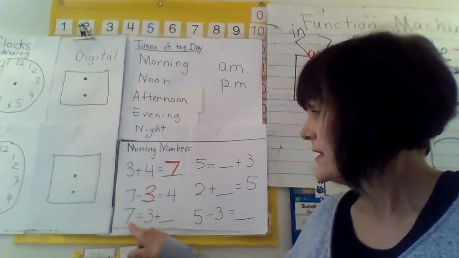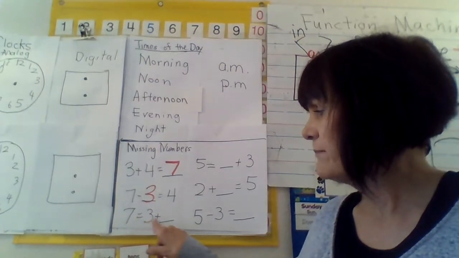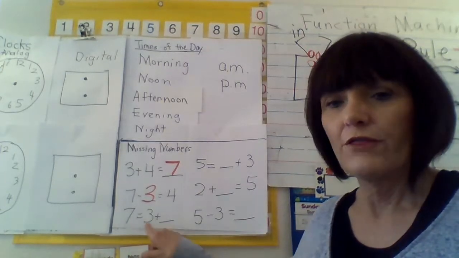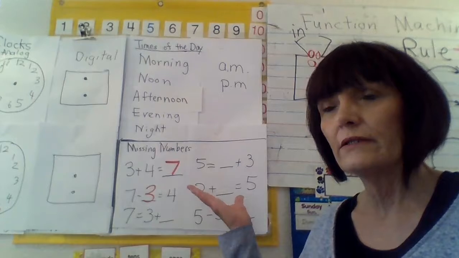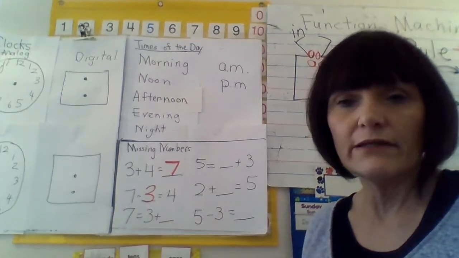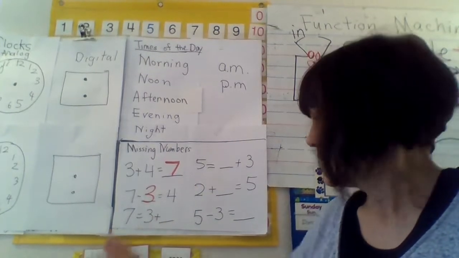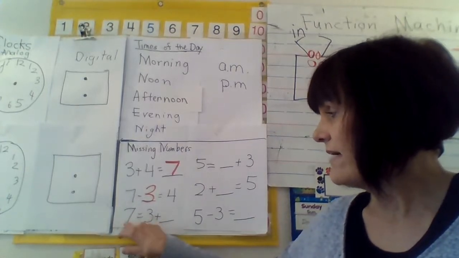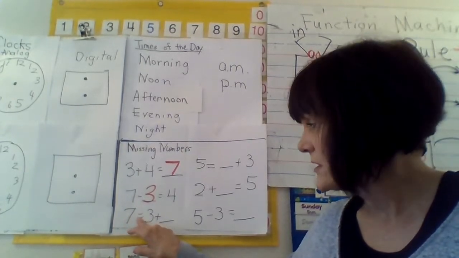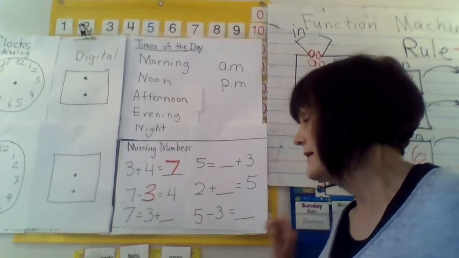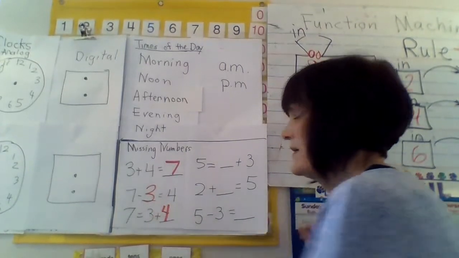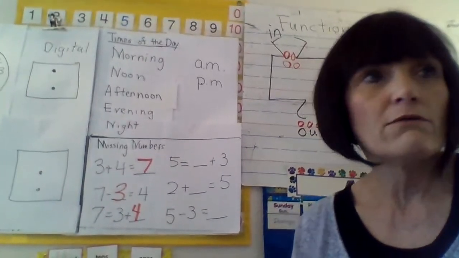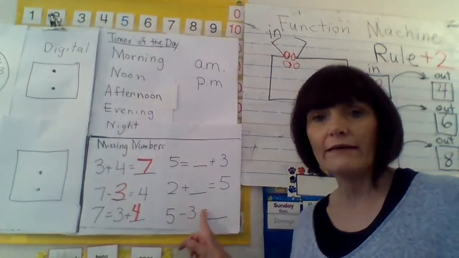7 equals 3 plus what? Well, 3 plus what equals 7? It doesn't matter which way this is written. If the 7 and the equal sign are first, 3 plus 4, it's still going to be 3 plus 4 because 3 plus 4 always equals 7. All right, now let's look at this one.